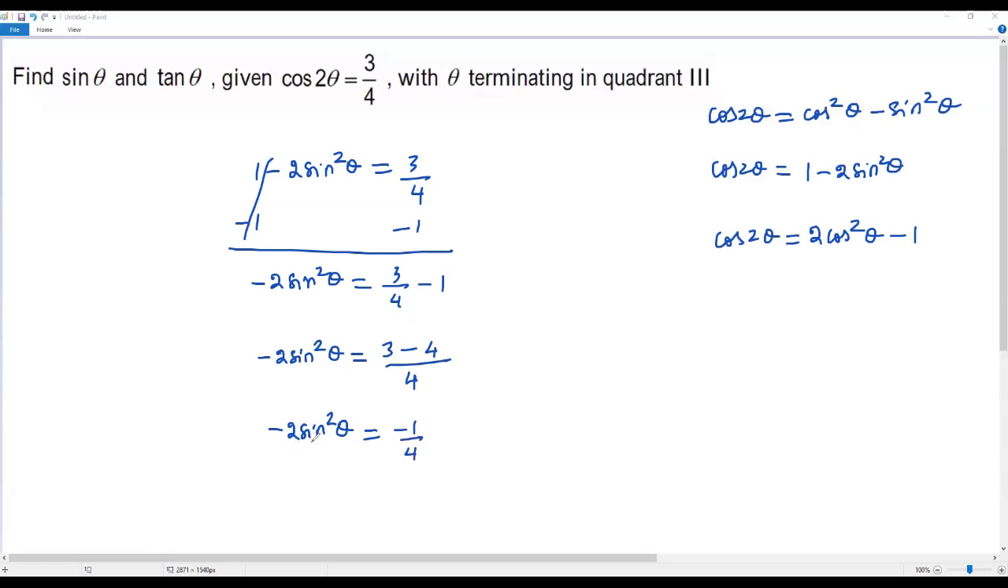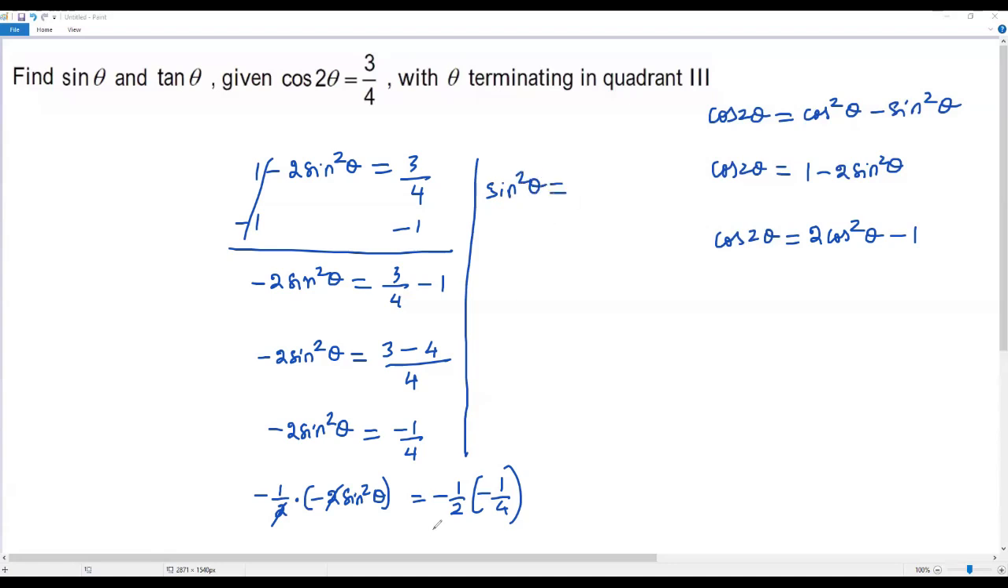Here my aim is to solve for sine theta. For that, first we have to get rid of this negative 2. For that, I multiply both sides by negative 1 over 2. Negative 1 over 2 times negative 2 sine square theta equals negative 1 over 2 times negative 1 over 4. So the 2 will cancel out, and negative times negative will become positive, giving sine square theta.